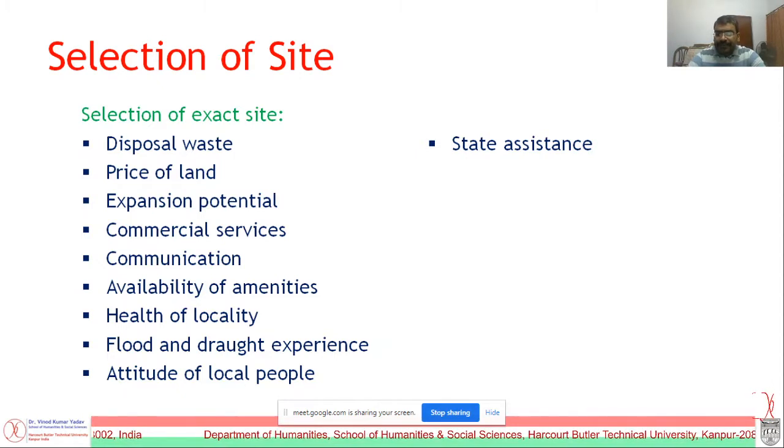And just keep your questions ready, note them down somewhere, we'll answer those questions. The flood and drought experience, obviously you can understand. Attitude of local people, again it is related to health of locality. You can understand. State assistance is very important to choose the exact site. Exact site means if you choose Lucknow or Kanpur or like that. So local and municipal administration is also very important.